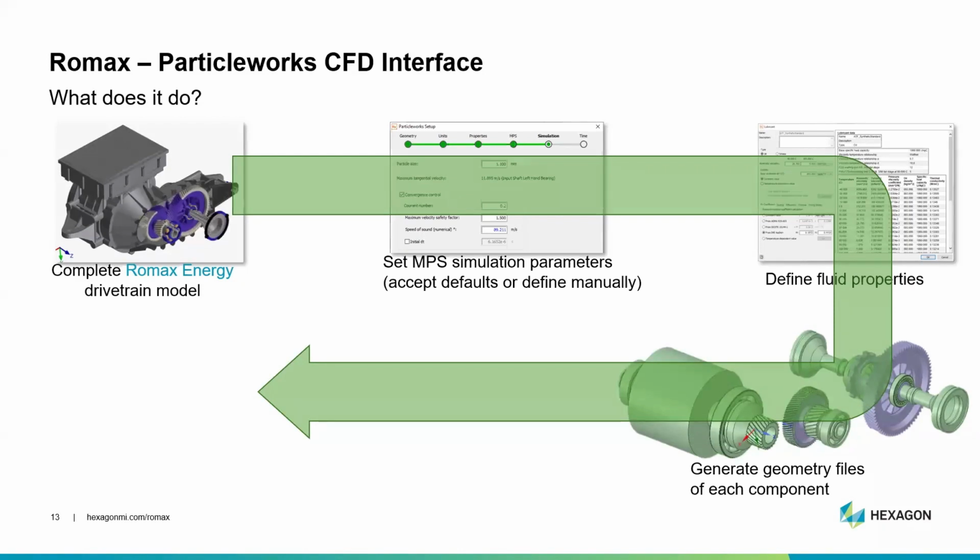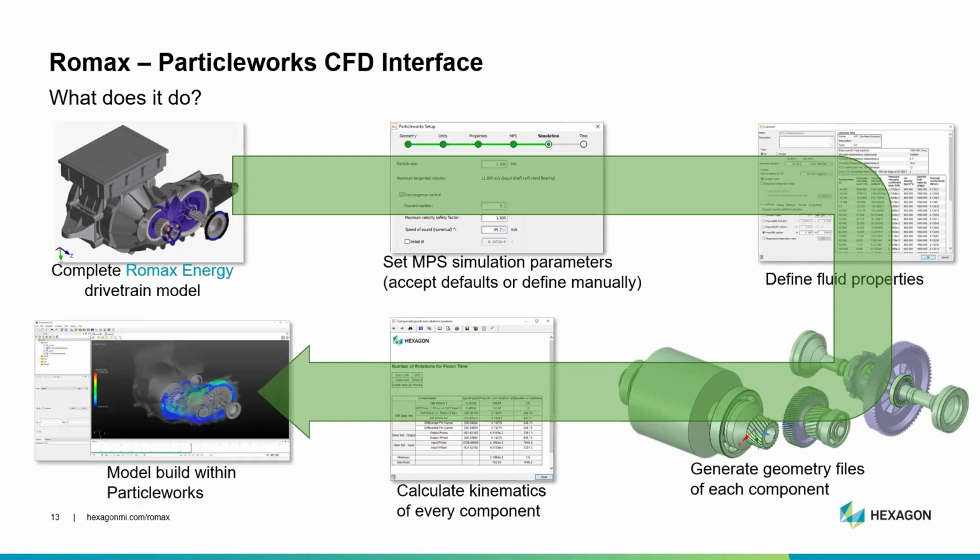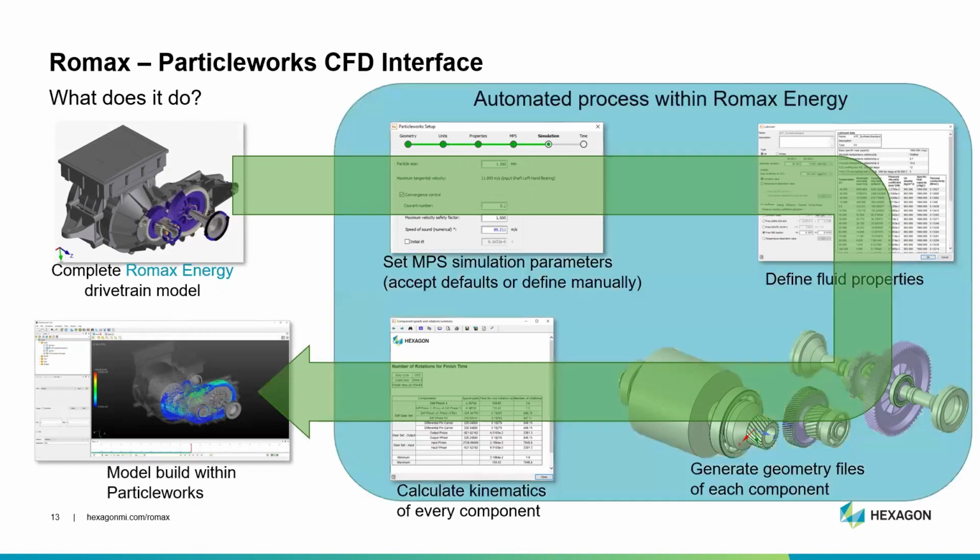Generate a geometry file for each component and calculate the kinematics of every component. What speed is it rotating at? What's its origin? Is it rotating about its own axis or whirling through the drivetrain? And finally, take that data and build the model fully within Particleworks.